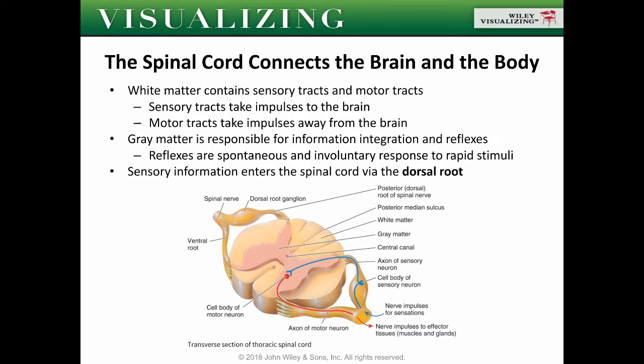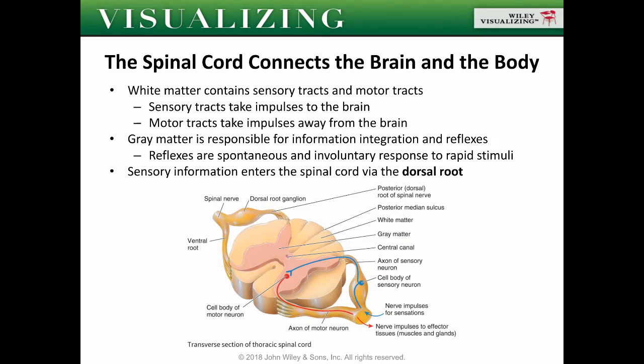Now, let's move on to the spinal cord. So, the spinal cord connects the brain and the body. The white matter contains sensory tracts and motor tracts. The sensory tracts basically take impulses to the brain. The motor tracts take impulses from the brain to the other regions of your body. The gray matter is responsible for information integration and reflexes.